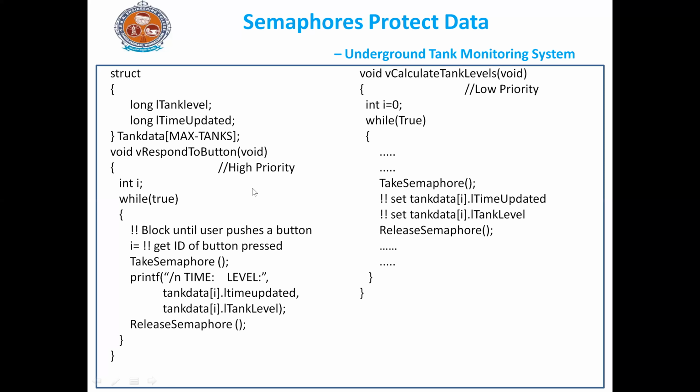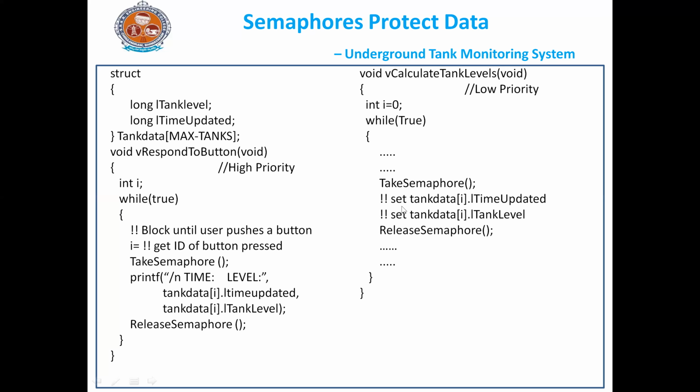For example, in the we respond to button task, if the user pushes a button, you will get the button ID, and then immediately it has to print the data, that is the time updated and also the tank level. If everything happens right, that means after this task is called, then we don't have any problem.